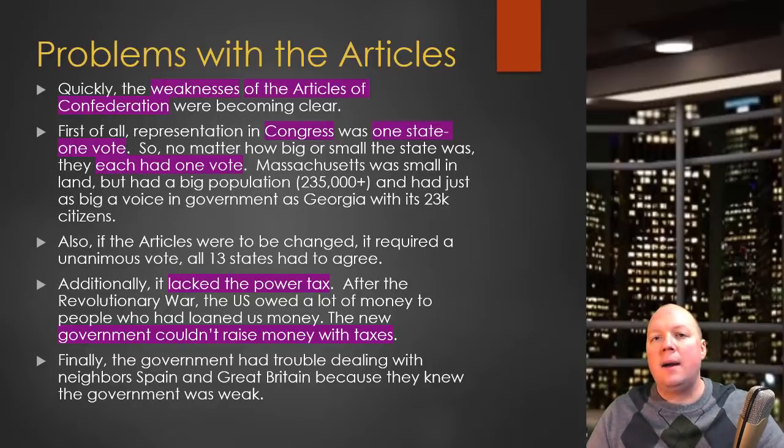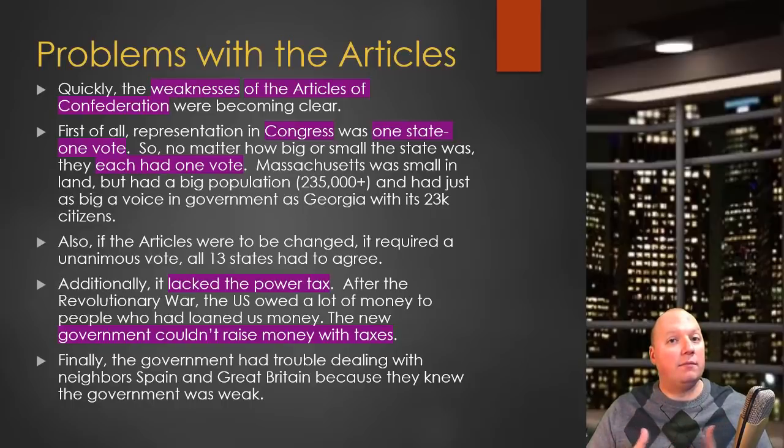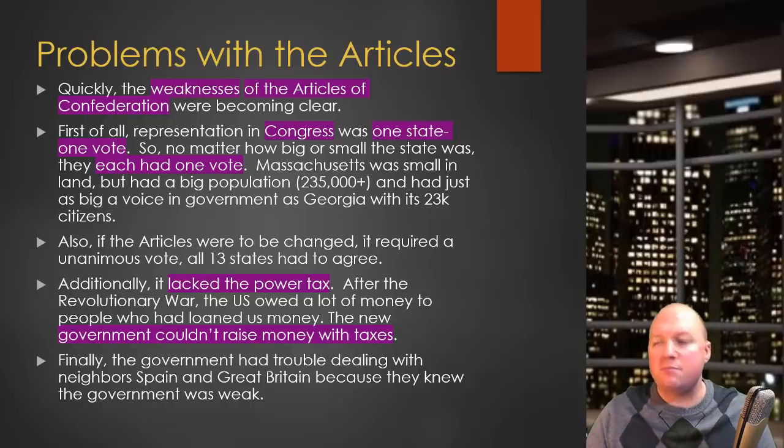So for example, Massachusetts is not a very large state as far as square miles go, but there are a lot of people who live there. Inside the state of Massachusetts in the 1780s, there's about 235,000 people living there. It's a pretty good number. Now, down in Georgia, the southernmost state at the time, it's a very large state. Lots of square miles, but a very small population, only 23,000 people.